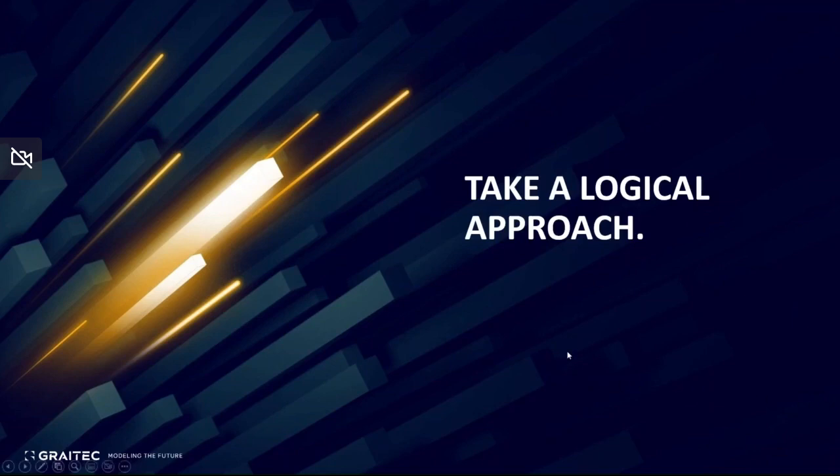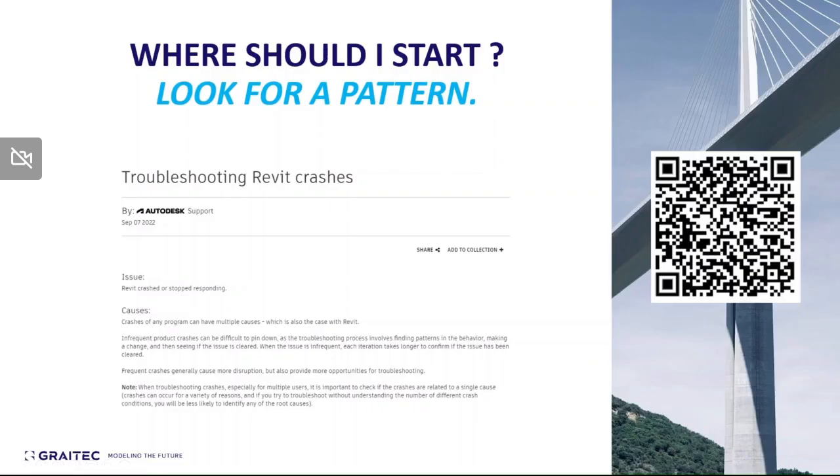Take a logical approach. Any software can crash, Revit included. The more sophisticated the software, the more potential for crashes to occur. The trick to work out Revit crashes is to look for a pattern of behavior. You make a change, and then is the issue resolved as a result of the change?